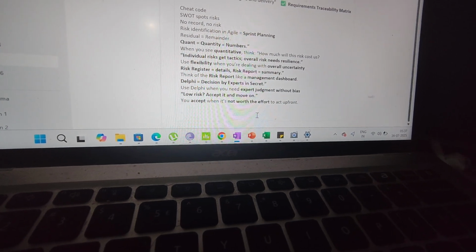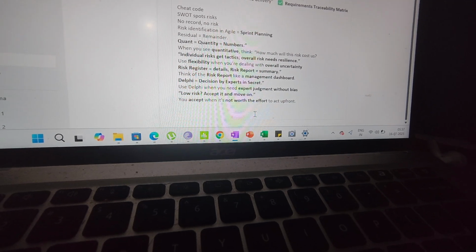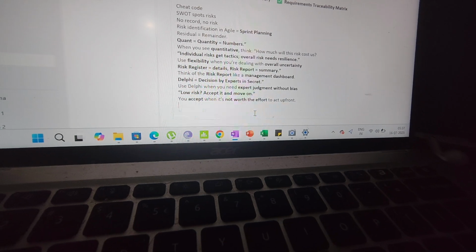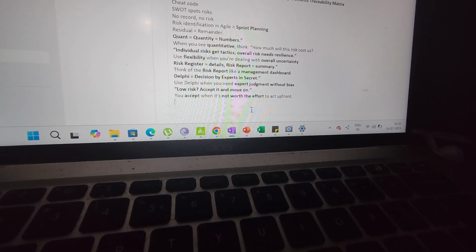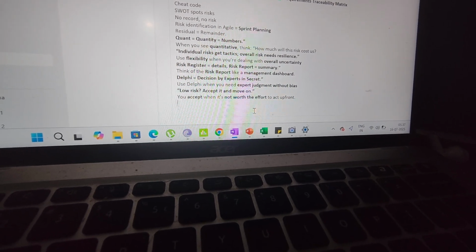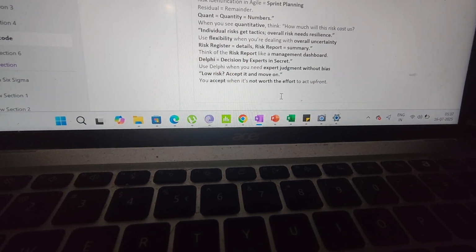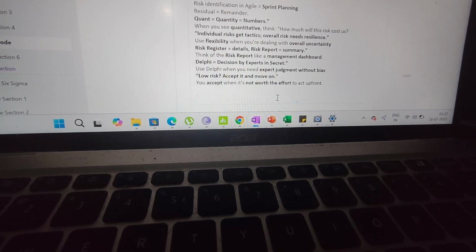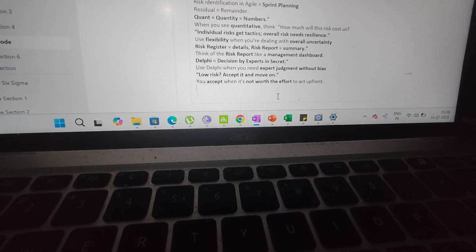Then the last one is when we take a decision from an expert. The Delphi method is the way by which we get expert judgment without any bias. And for low risk, whenever there is low risk, we just accept it and move on. You accept when it's not worth the effort to act upfront. So these are all the risk management points, and it's the best way that I am understanding it. I'll upload more and more videos once I have created them.